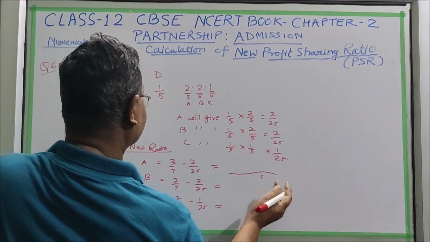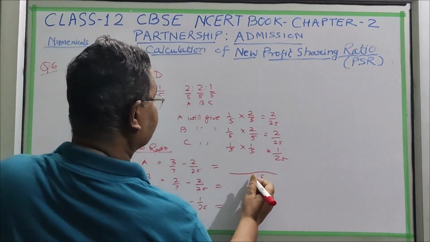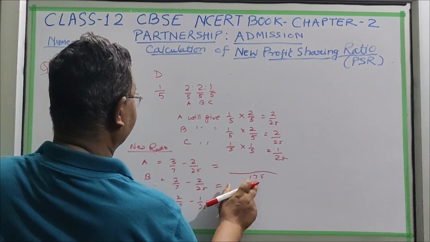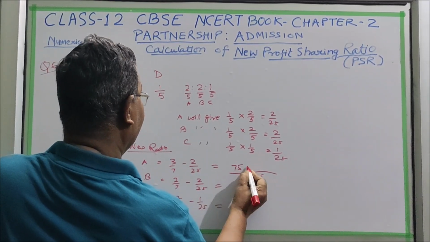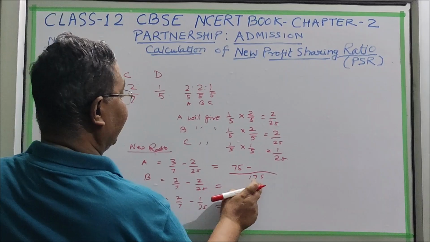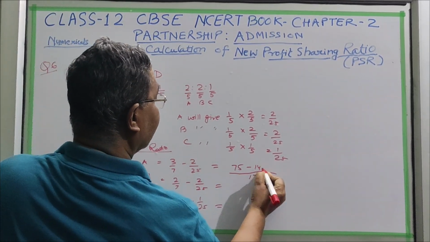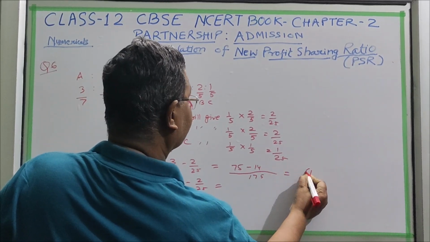So here LCM will be 7 into 25, 175. When we divide by 7, 25 will come, and 25 into 3 becomes 75, minus. And when we divide by 25, 7 will come, and 7 into 2 will be 14. So the ratio is 61 by 175.